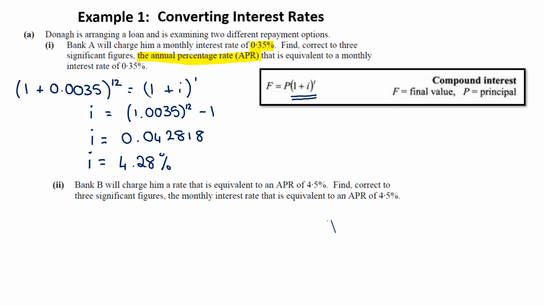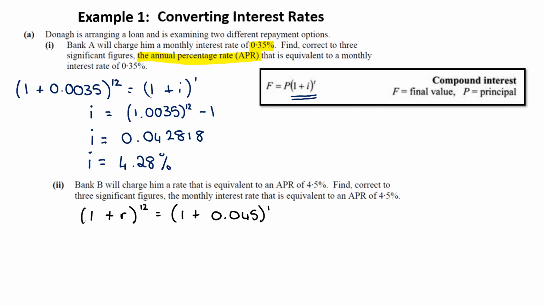So Bank B will charge him a rate that is equivalent to an APR of 4.5%. Find, correct to three significant figures, the monthly interest rate that is equivalent to an APR of 4.5%. So in this case, we would say 1 plus some rate that we don't know, compounded monthly, will be the same as 1 plus 0.045 compounded for 1 year.